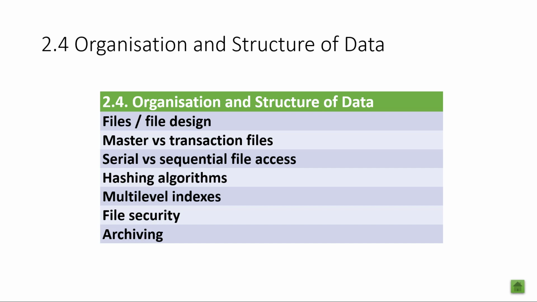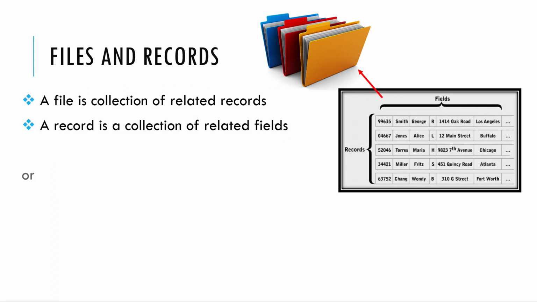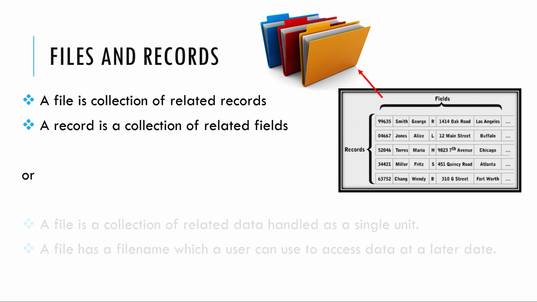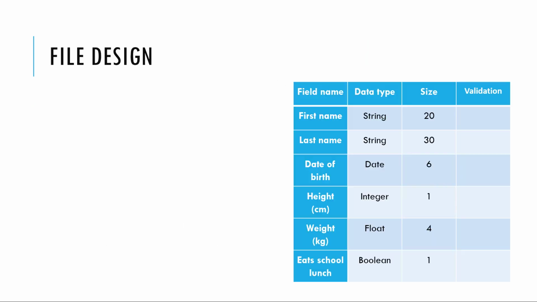Okay, so let's talk about some files then. So in this section, we've got lots of different types of files, but firstly, what is a file? A file is a collection of related records, and a record is a collection of related fields. Or you could say a file is a collection of related data that gets handled as a single unit. So the name of that single unit is, I don't know, names.txt, for example. That's the single unit.